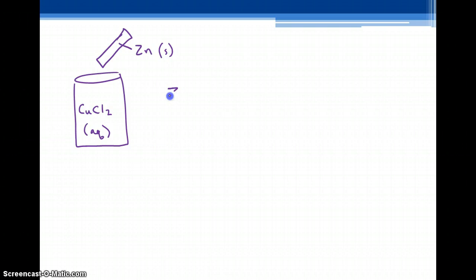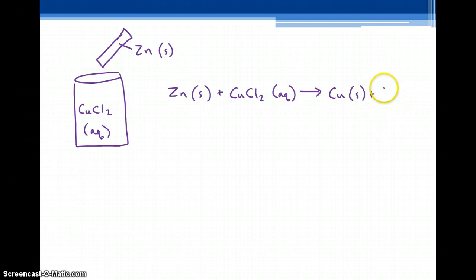Let's think of what the chemical equation is going to be for this reaction. I know that zinc and copper 2 chloride will react because zinc is higher than copper on the activity series. When zinc replaces copper, copper is knocked out on its own, and zinc chloride is the result.